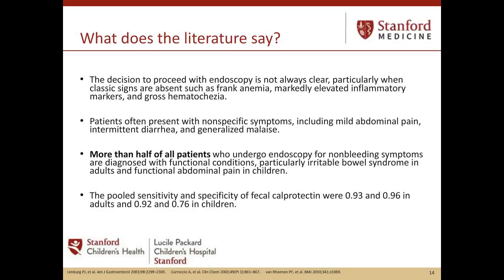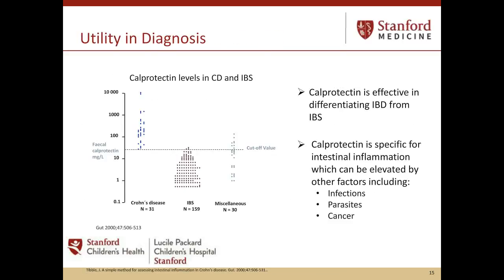So the fecal calprotectin, when I reviewed the literature, was 93% to 96% sensitive for a real inflammatory bowel disease problem. And it was pretty specific, at 92% for adults and 76% in children. So if you look at the calprotectin at the time of diagnosis for inflammatory bowel disease, it's actually very good. This is a study in the premier journal Gut back in 2000.